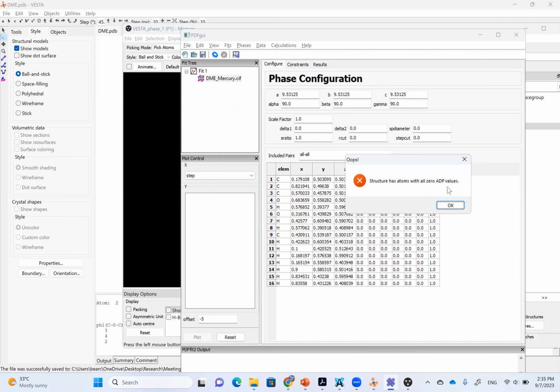Hope you still remember what ADP stands for. ADP stands for thermal vibration or disorder values, right? So it is called the B value in Topaz. It's also called UISO in some other software like GSAS. In Topaz, it's called B value. But in general, it's just ADP, which stands for Atomic Displacement Parameter, right?